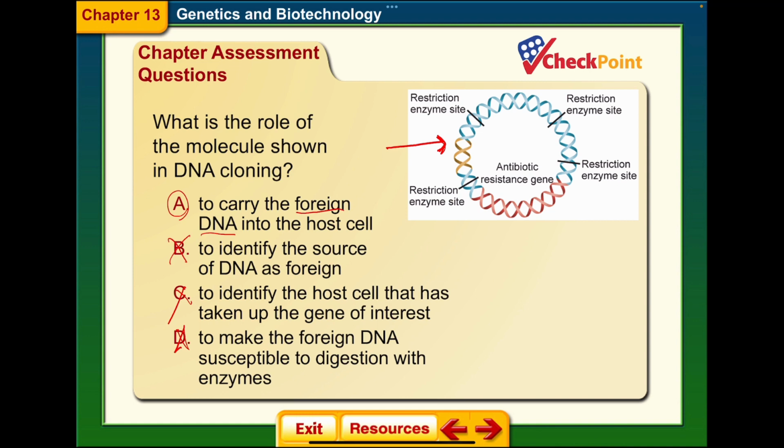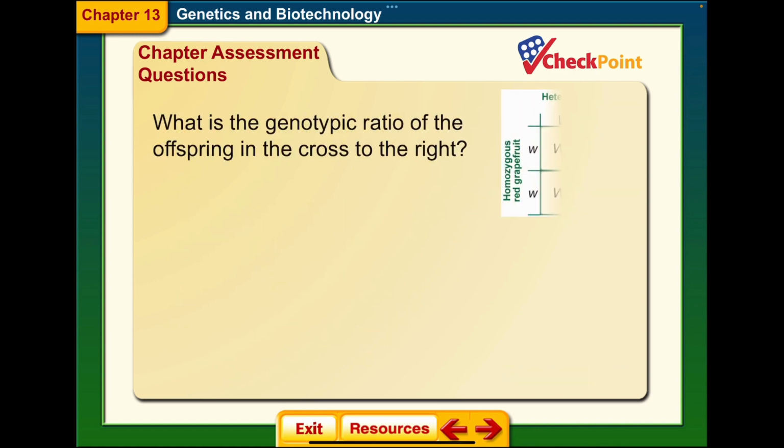We've got to put our taxi with it, our vector, our plasmid. Once our vector, which is our plasmid, has connected with our gene of interest, it creates this molecule called recombinant DNA, and this recombinant DNA can then be carried into the host cell. So what does this molecule help us in doing? It helps us to carry foreign DNA into the host cell. So the answer is A.